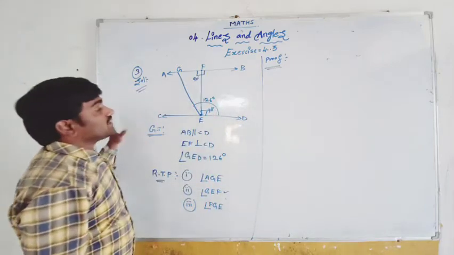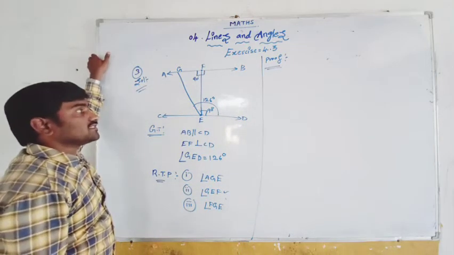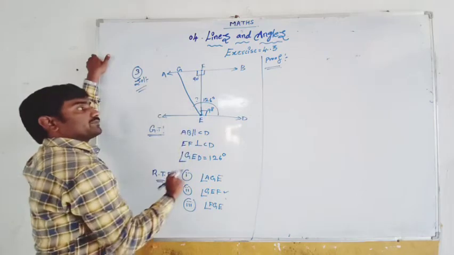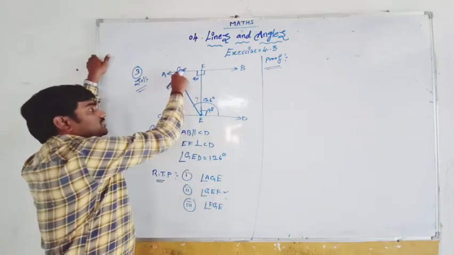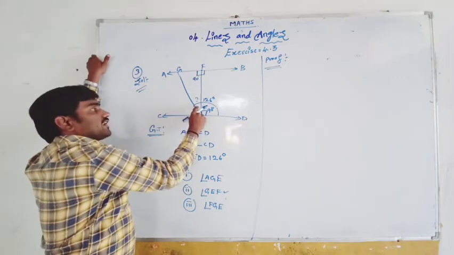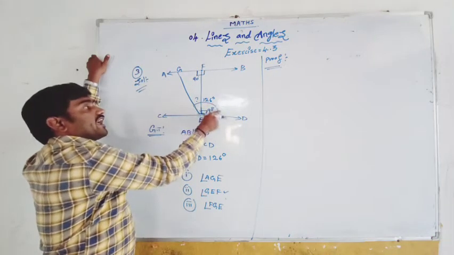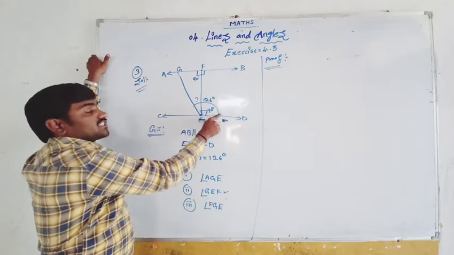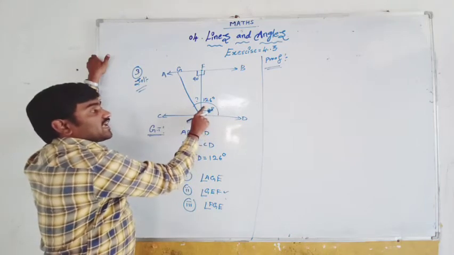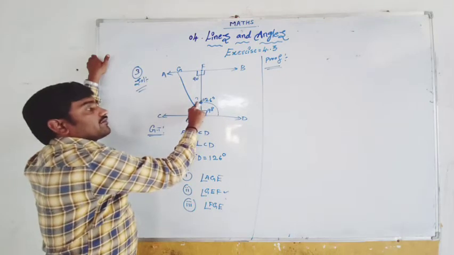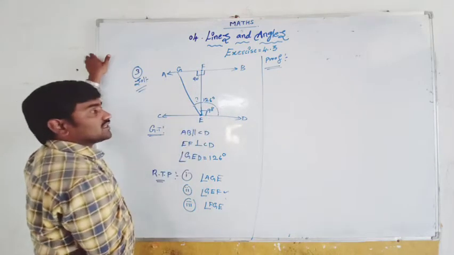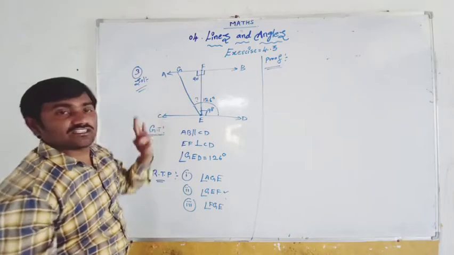Here in the second one, how can we find it directly? We need to find this: GEF, G to E, E to F, that means this angle. The complete angle is 126 degrees, and this angle here to here is 90 degrees. From the complete angle, that is 126, we do 126 minus 90 degrees.